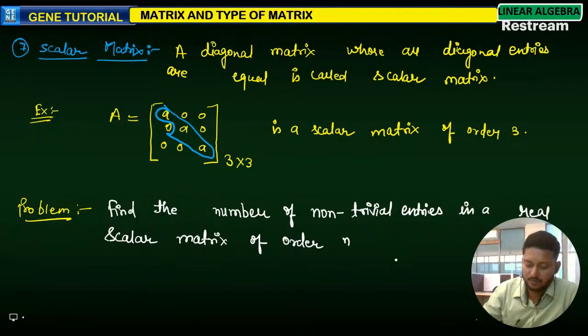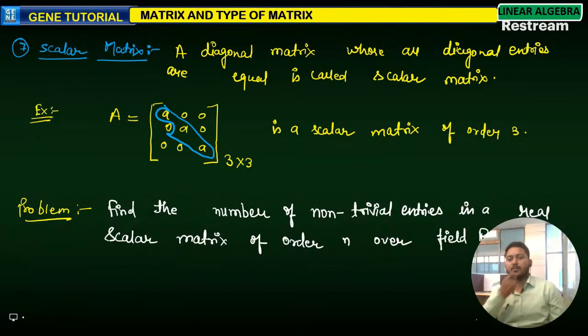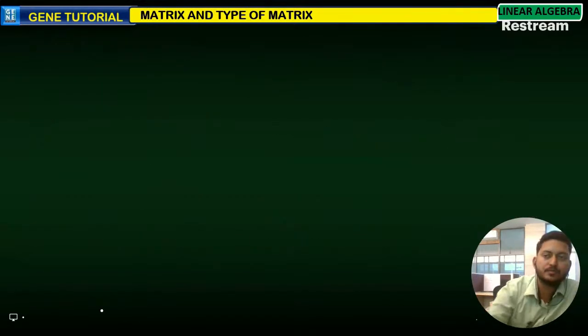Matrix of order n over field R. These are the problems related to a scalar matrix of order n over field R. Now come to the solution for this problem.